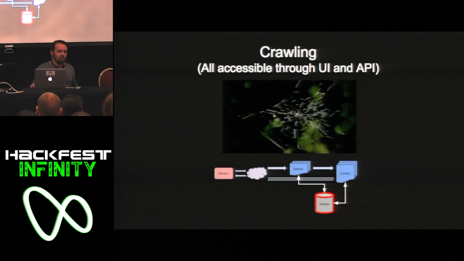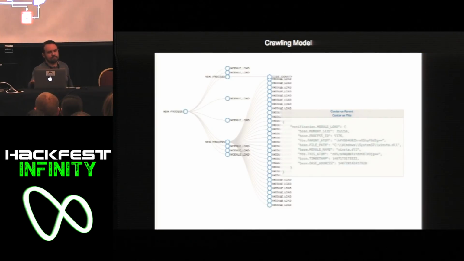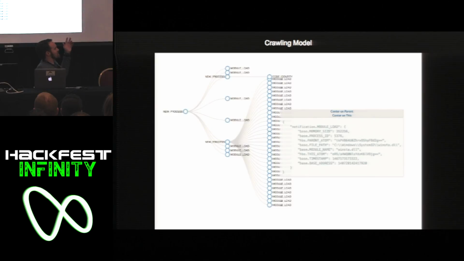Another part of the model is the crawling. Crawling allows you to do something like this. What it means essentially is that every single event we get from the sensor has a relationship to other events. So when a process gets created and a module gets loaded, the module is related to the parent. When a connection over the network is created, it's related to the process. All of this is available to you via the web UI. So when you're investigating, you can say, I want to zero in on this process, and I want to see all the files it has accessed, the DNS requests, the TCP connections, everything you want.